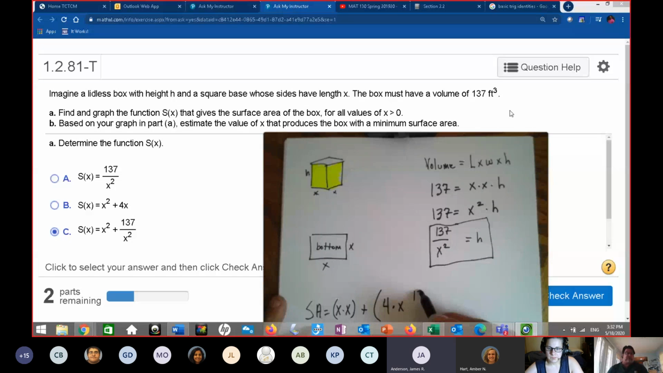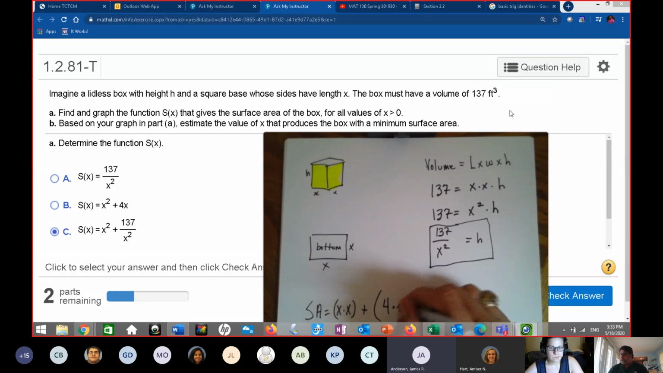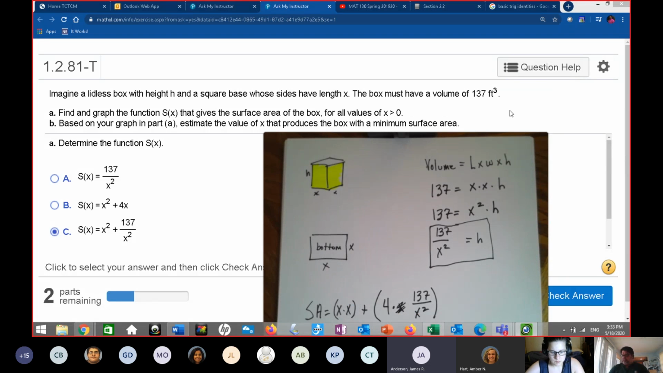And all you got to do now is just simplify that, and you should come up with x squared. And what's 4 times 137? I don't need the x, I'm sorry. What's 4 times 137? Somebody multiply 4 times 137 for me.